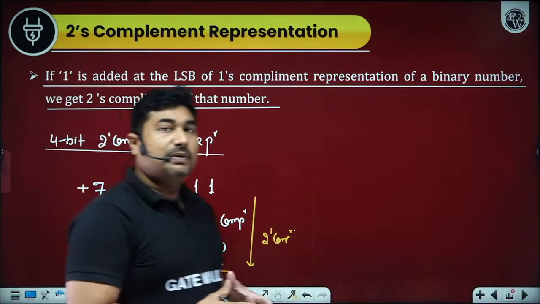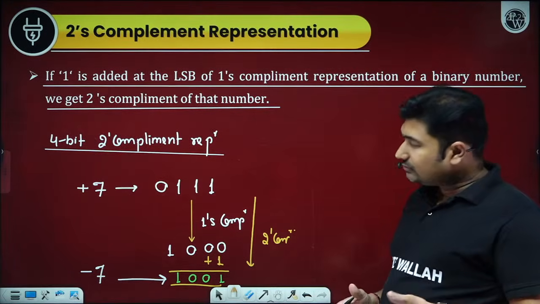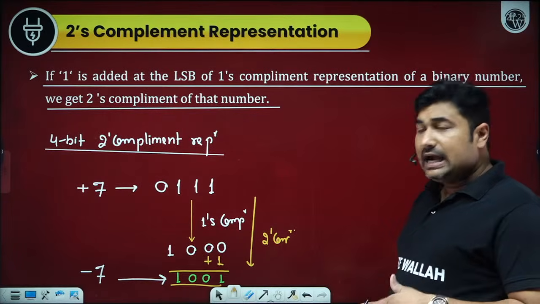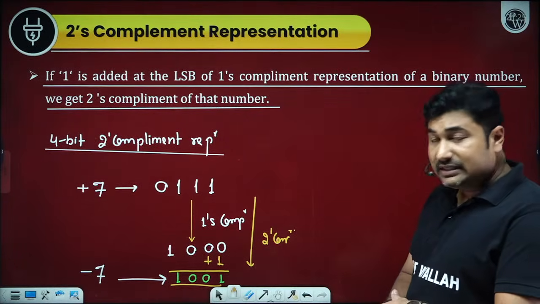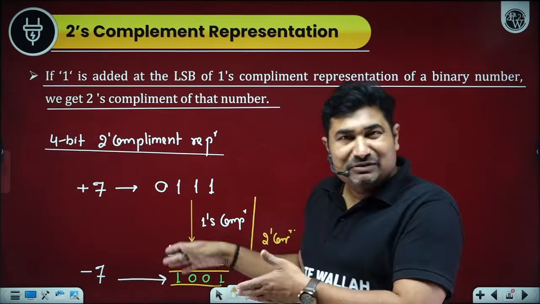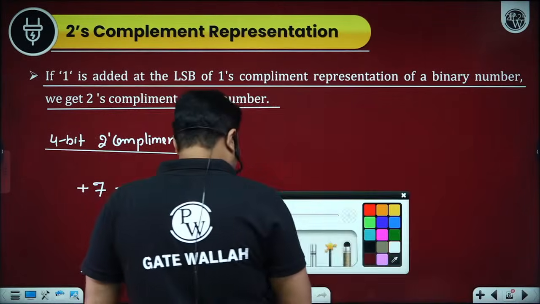So in 2's complement, the number remains itself, but with a negative sign. In 2's complement, we can represent plus 7 as 0, 1, 1, 1, and minus 7 can be represented as 1, 0, 0, 1. How many of you are able to understand? Great. But it will be difficult to go with this. Let me make it easy. Please observe here.